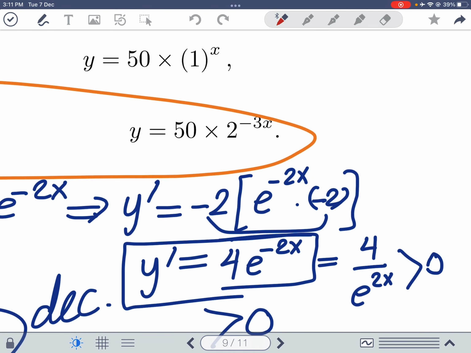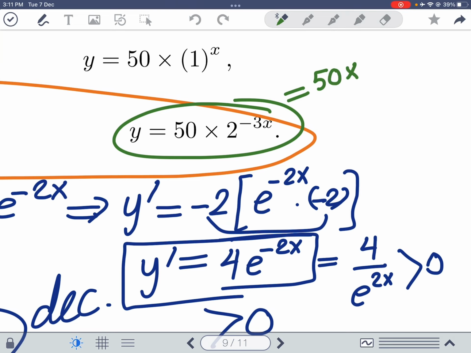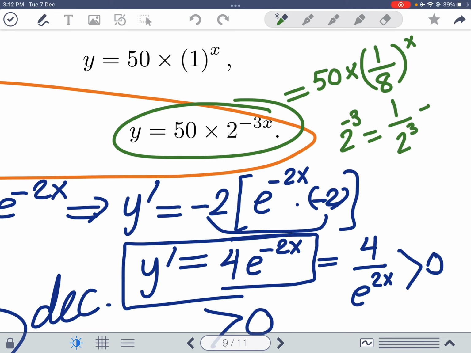And last but not least is this one. Let's see. This is 50 times 2 to the negative 3 is 1 over 8, to the x. Because you know, 2 to the power negative 3 is 1 over 2 to the power 3, and 2 to the power 3 is 8. And so 1 over 8 is less than 1, and so it's decay. It should be with blue, of course. Our color for decay is blue.